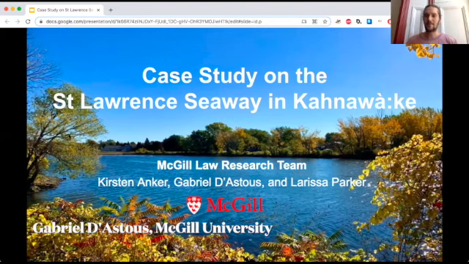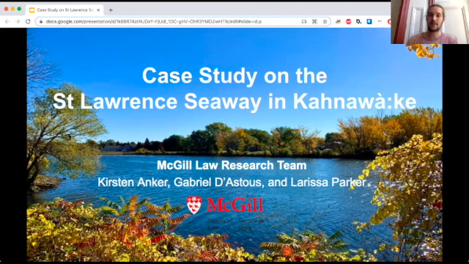We are going to try and quickly go through our case study. Our case study is centered on the St. Lawrence Seaway and its impacts on Ganawage. We're hoping to study the impact of the seaway and develop a framework to understand ecological restoration from an ecological law perspective. Ecological law understands human law as an integral part of ecology rather than standing outside of it.